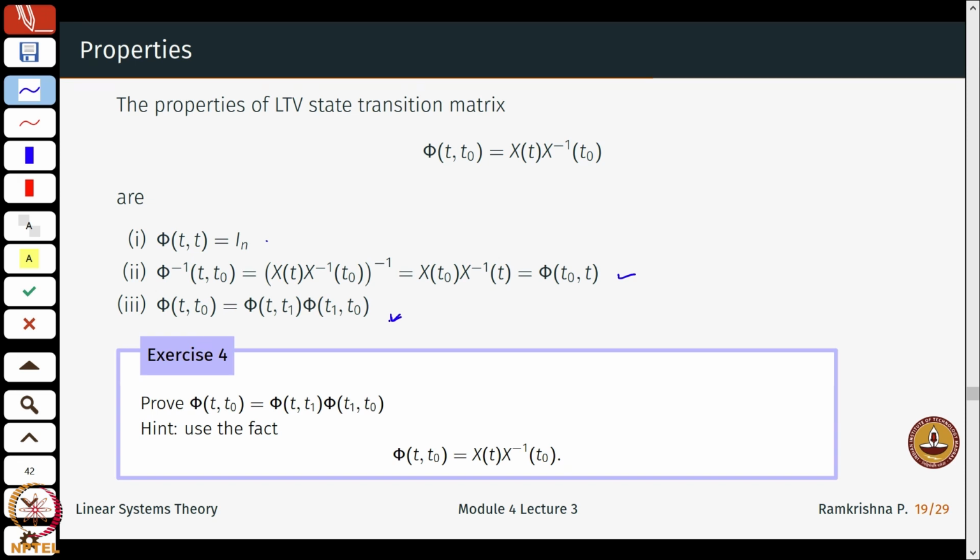Let us at least check the initial condition. Phi(t0, t0) is phi(t0, t1) phi(t1, t0). If you use the previous property, this is the inverse, this is phi inverse, so I just have the identity. I can also look at the differentiation of this and easily verify that they satisfy the same differential equation. We have done enough of those steps, so I will leave that as an exercise for you. You can also use this specific form of solution to make the proof a little easier.